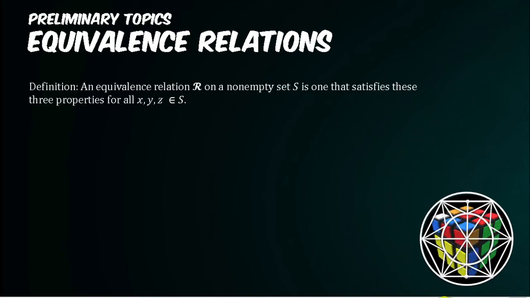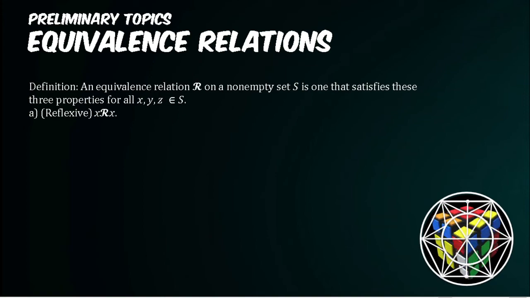Anyway, when is a relation considered an equivalence relation? By definition, an equivalence relation R on a non-empty set S is one that satisfies three properties for all x, y, z, which are arbitrary elements of the given set. An equivalence relation is simply a specific type of relation. First, we prove that R is reflexive. And what do we mean by reflexive? That if x is an element of S, then x must be related to x.